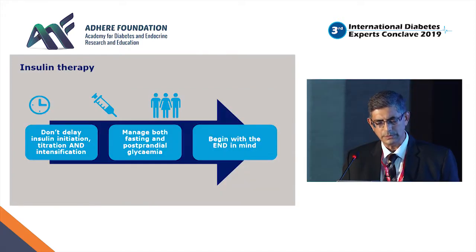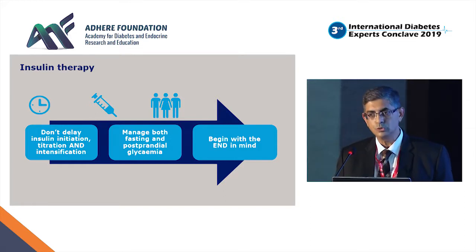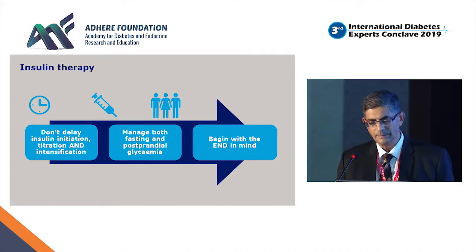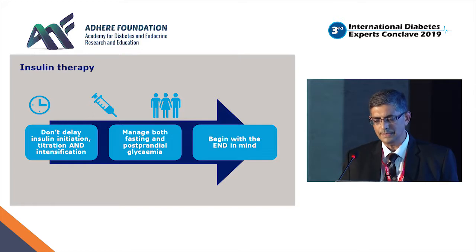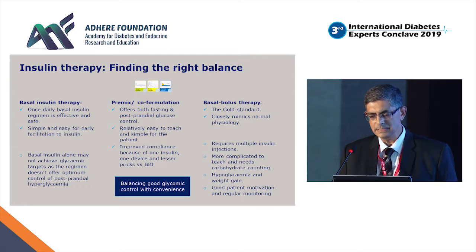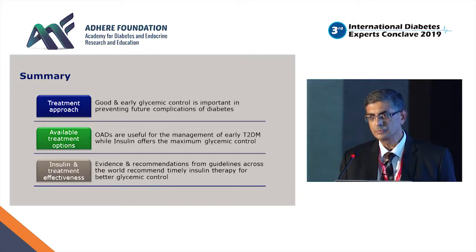But from this talk, don't delay insulin initiation, titration, and intensification. Don't procrastinate. You have to start the insulin in a timely manner and act on intensification. Manage both the fasting and postprandial hyperglycemia, and begin with the end in mind. You've got the basal insulins; you decide where you need to use them. You know that when you need intensification, basal bolus is the way to go. And somewhere in between, you've got a population which needs the premix formulation. So the treatment approach should be good, and early glycemic control should be the aim.